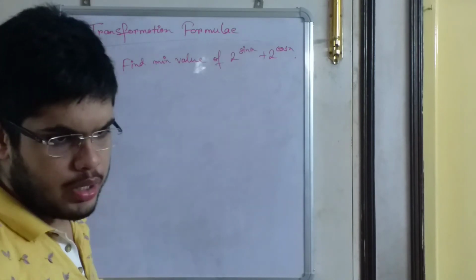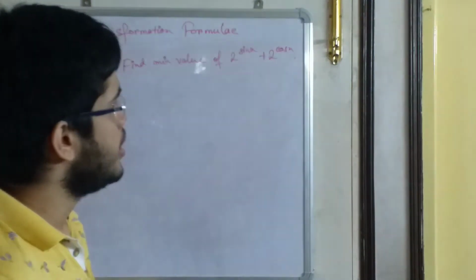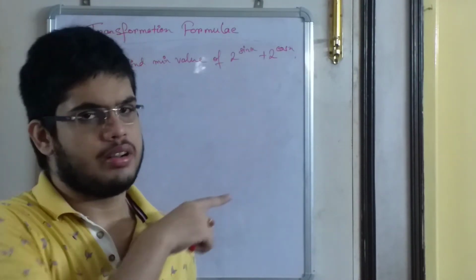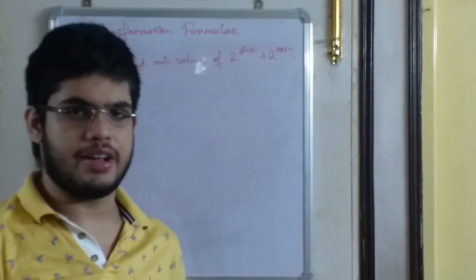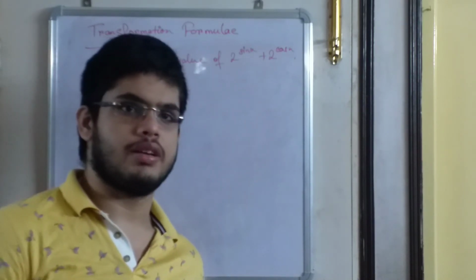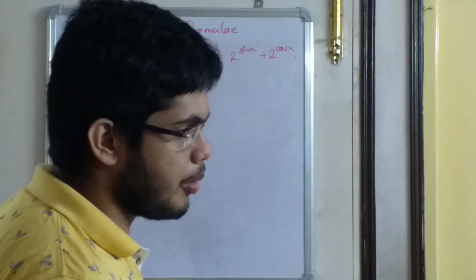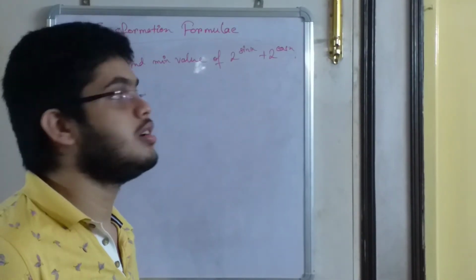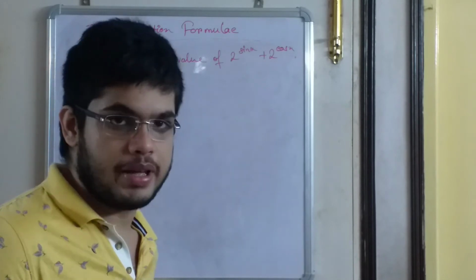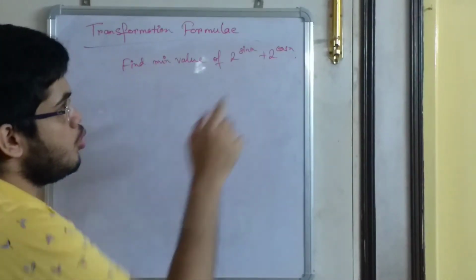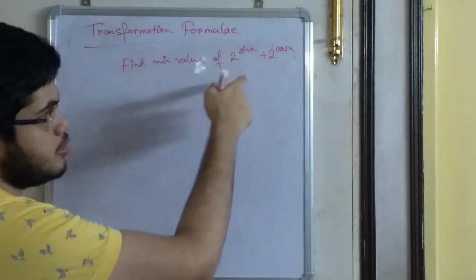See, you can solve this problem using calculus. If you know calculus, you can write it as f(x), and then you can find f dash x, then set f dash x equal to 0, then find that point of minima and all. But I am not going into calculus here. I am solving this by basic theorems of trigonometry. Okay, so see, 2 to the power sin x plus 2 to the power cos x.